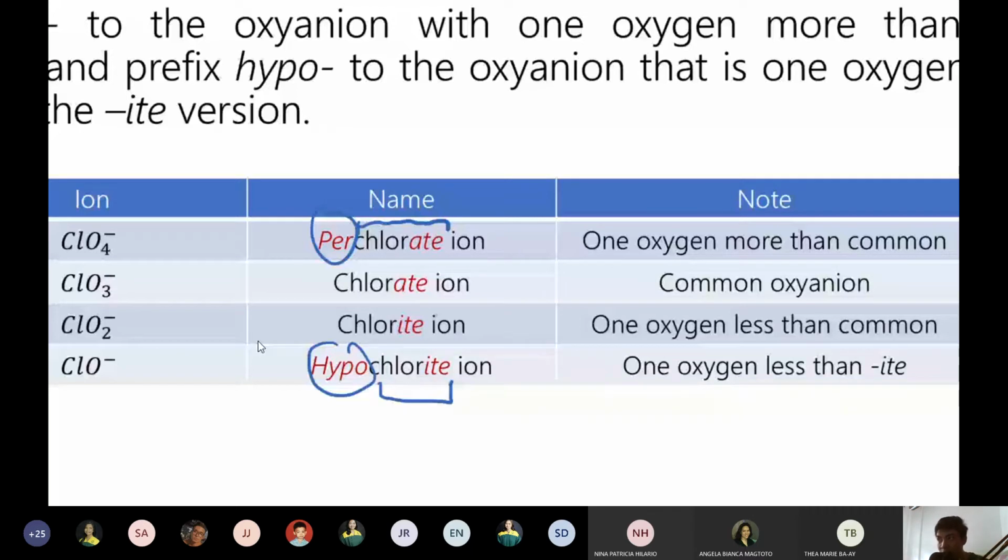So if your chlorite loses one more oxygen, its name will use the prefix hypo. As far as I know, only chlorate has this version of the formulas. So it's really just memorization. I will leave it to you to remember the rules.